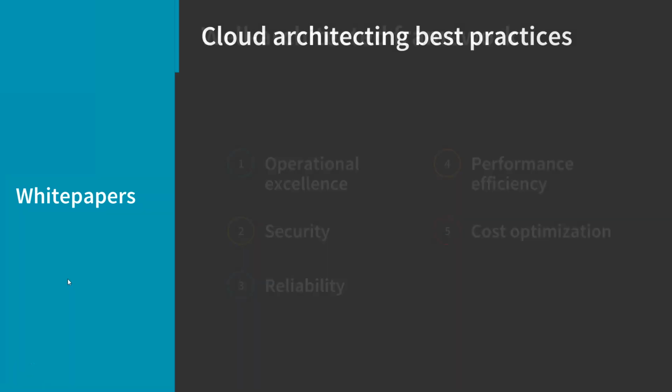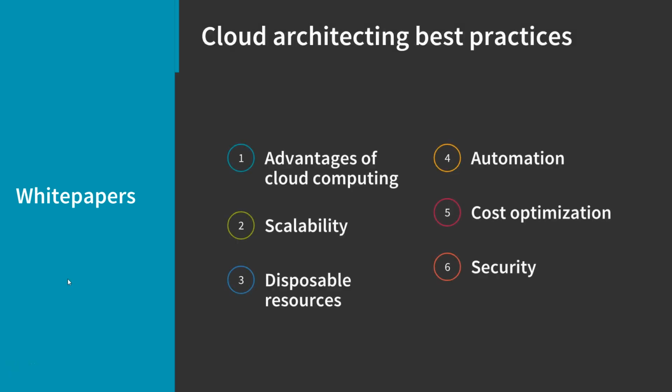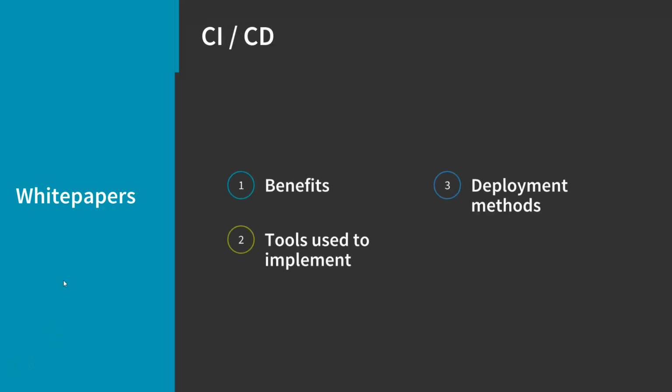it. Now, when you go over the next white paper, which is Cloud Architecting Best Practices, here's a quick list of things to focus your attention on. That includes the advantages of cloud computing, how it's scalable, what disposable resources mean, specifically when it pertains to an immutable environment, how to use AWS automation, how to focus on cost optimization, and then again, how to focus on security.